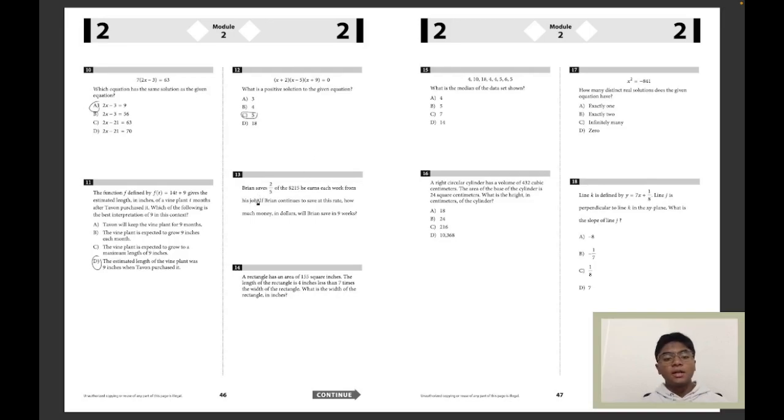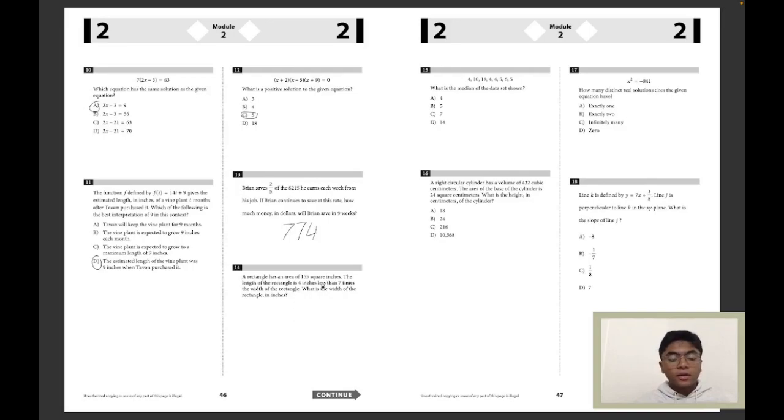Okay. Brian saves 2/5 of the $215 he earns each week from his job. If he continues to save at this rate, how much will he have in 9 weeks? So what we can do here is just find how much he saves each week and then multiply that by 9. So I'm going to do 215 times 2/5. That's 86. That means he saves $86 each week. And now how much is he going to save in 9 weeks? Just multiply by 9. So he saves, in total, $774.